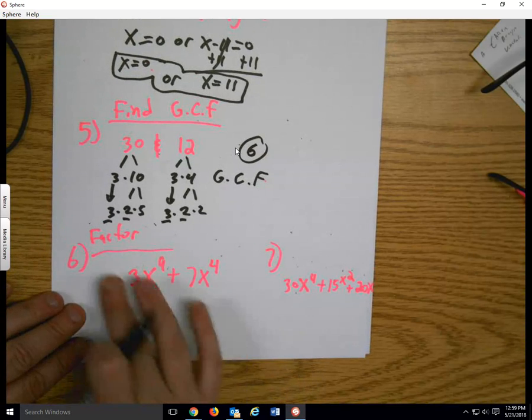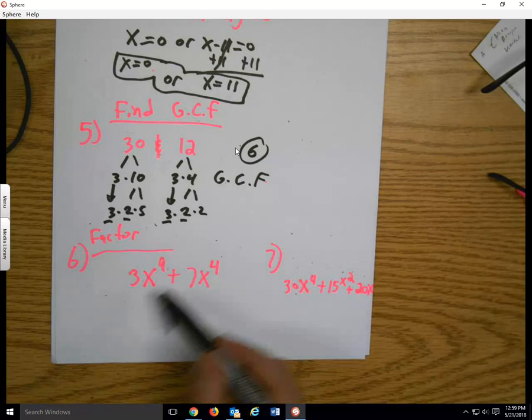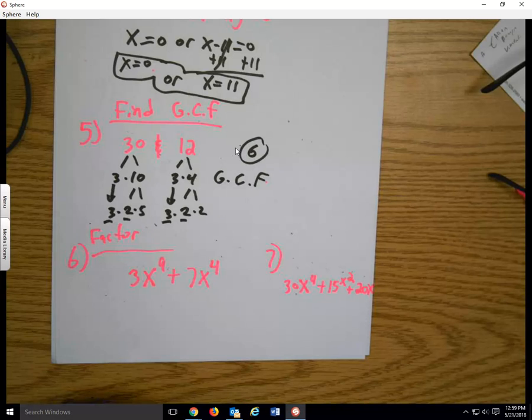Okay, this just says to factor, so there's lots of ways you can factor. There's the X box, there's the asterisk, there's the GCF that we just did, there's factor by grouping, and there's the difference of two squares. There's more, but these are the ones that we use a lot in this class.